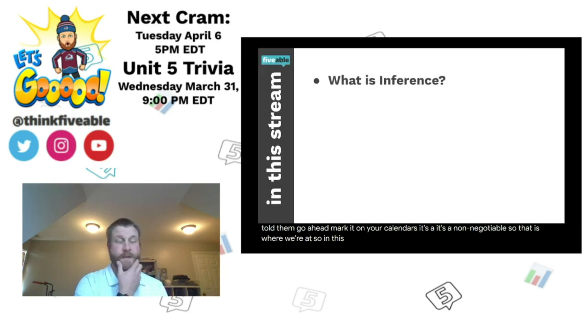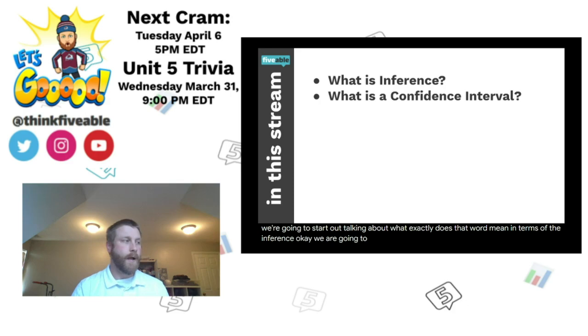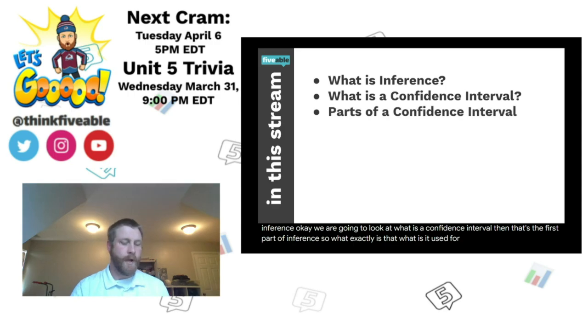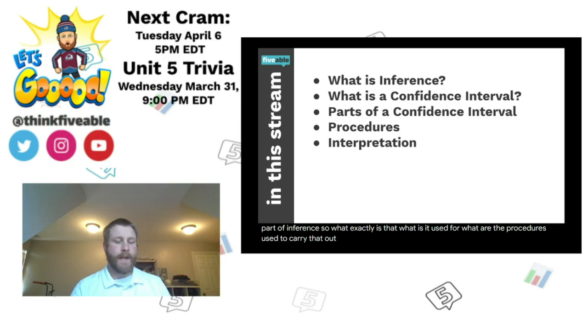In this stream, since it is our first week talking about inference, we're going to start out talking about what exactly that word means. Then we are going to look at what a confidence interval is. That's the first part of inference. What exactly is it and what is it used for? What are the parts of a confidence interval? What are the procedures used to carry that out? How do I interpret a confidence interval? There are two parts to that I think we'll get to today.